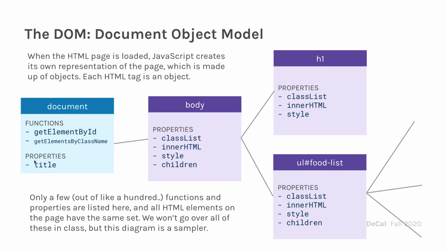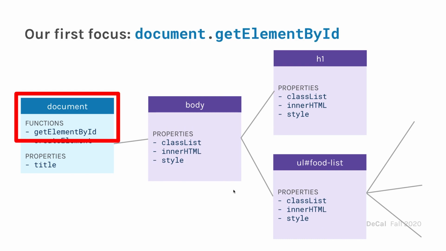You can see here that each object has its own list of functions and properties, and the same thing for body. It has properties. We only listed a couple, but in reality, there are hundreds of them, which is crazy. I'll show you what I mean by hundreds in a demo later on. We just listed the important ones for you to know. That's for the coming weeks. But all the HTML elements on the page have the same set. This is a sample diagram of the DOM. So let's just get into it.